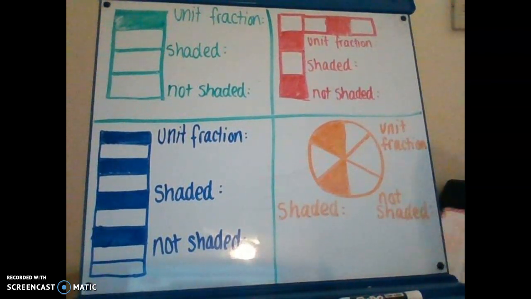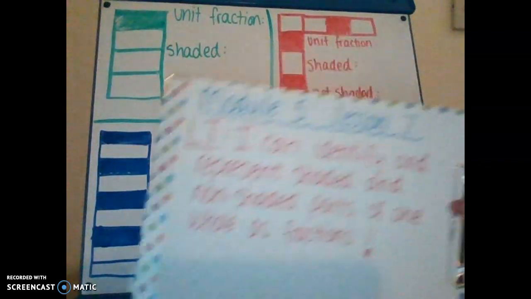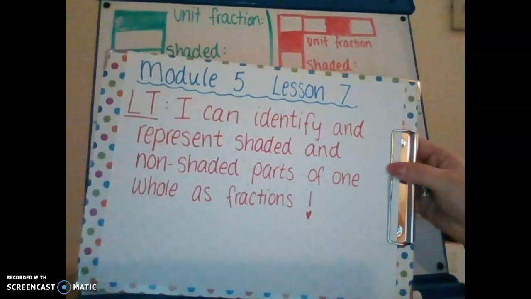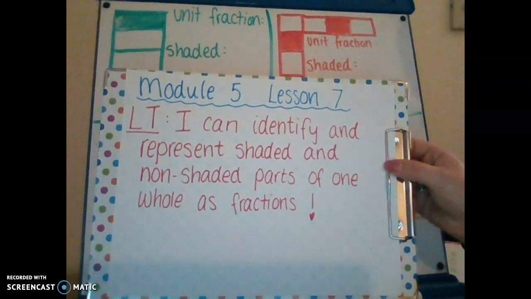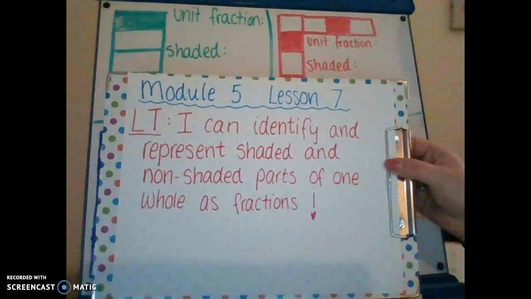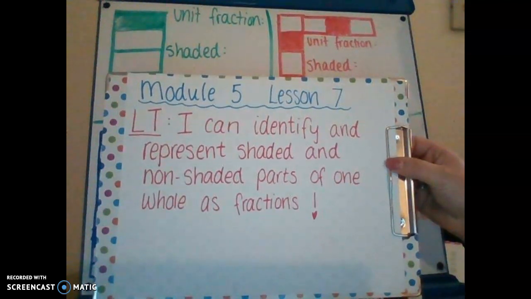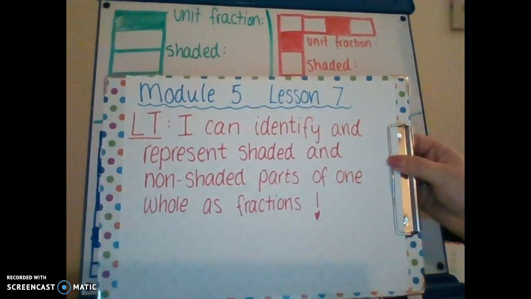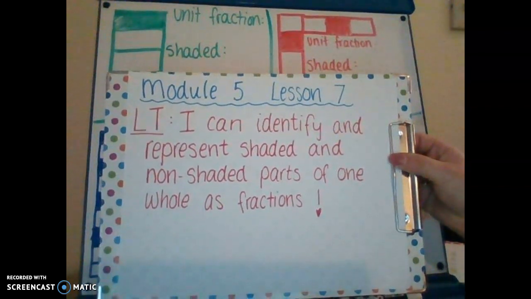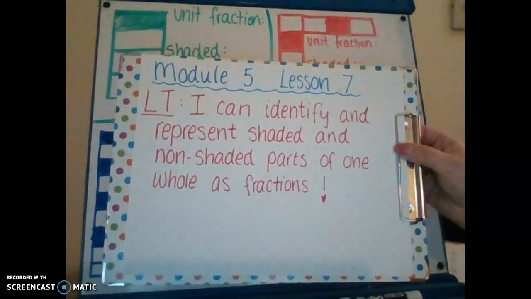Today I'm going to be doing our math mini lesson. We are on Module 5, Lesson 7. Our learning target for today is: I can identify and represent shaded and non-shaded parts of one whole as fractions. We're going to be counting the shaded parts and the non-shaded parts today, which is really important.